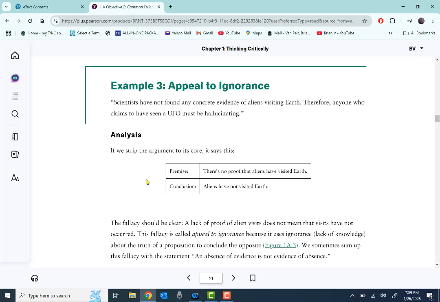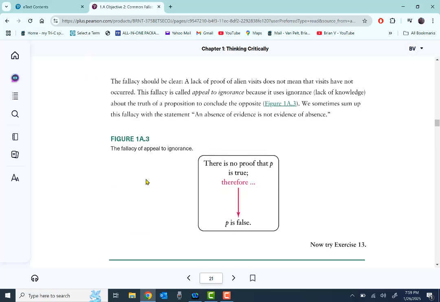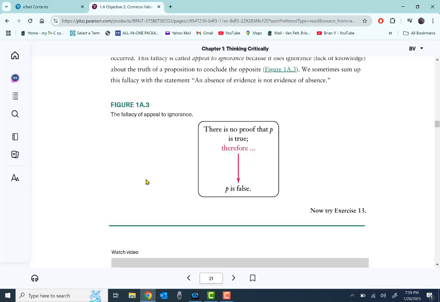So anyways, the premise here is that there's no proof that the aliens have visited Earth, and the conclusion is that the aliens never have visited Earth. The diagram for this takes the following form. There is no proof for something, therefore it is false.